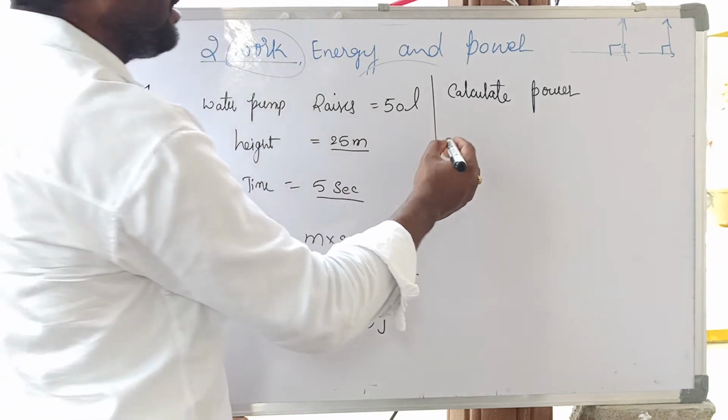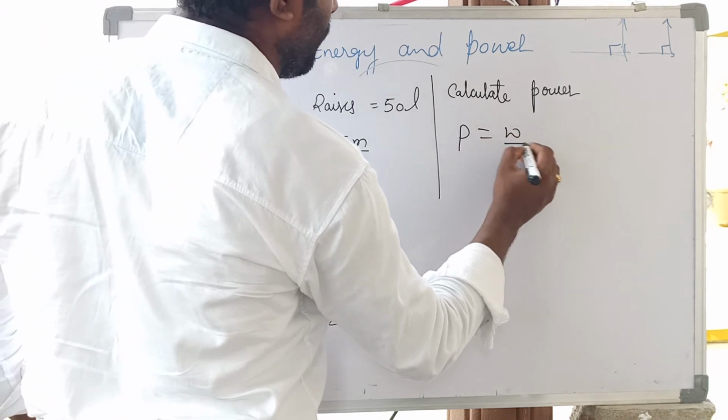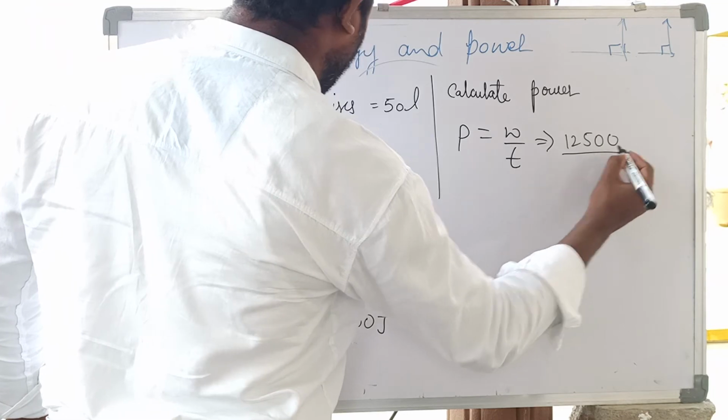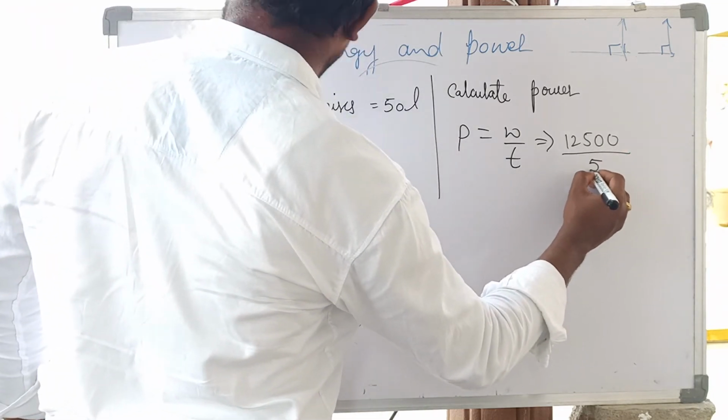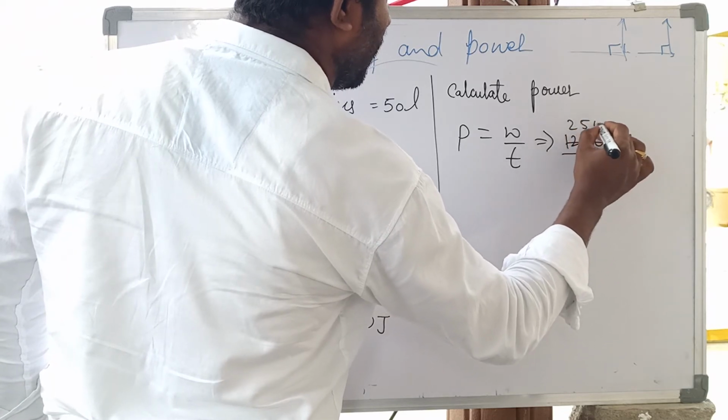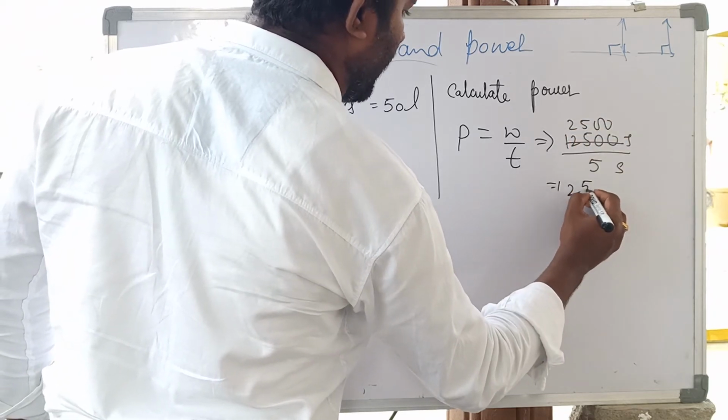But they are asking for power. Power is equal to work by time. Work is 12,500 by time, 5 seconds. Joules per second. 5 2s are 10, 5 5s are 25. Therefore power is equal to 2500 watts.